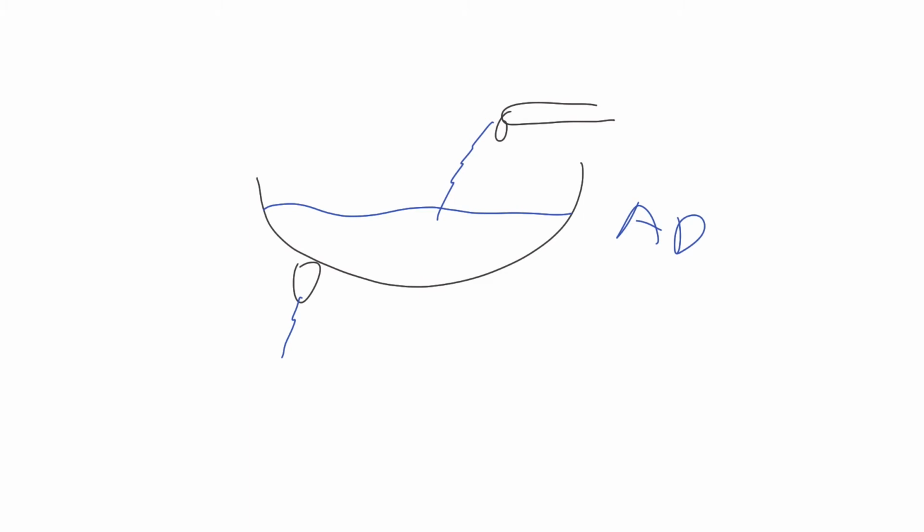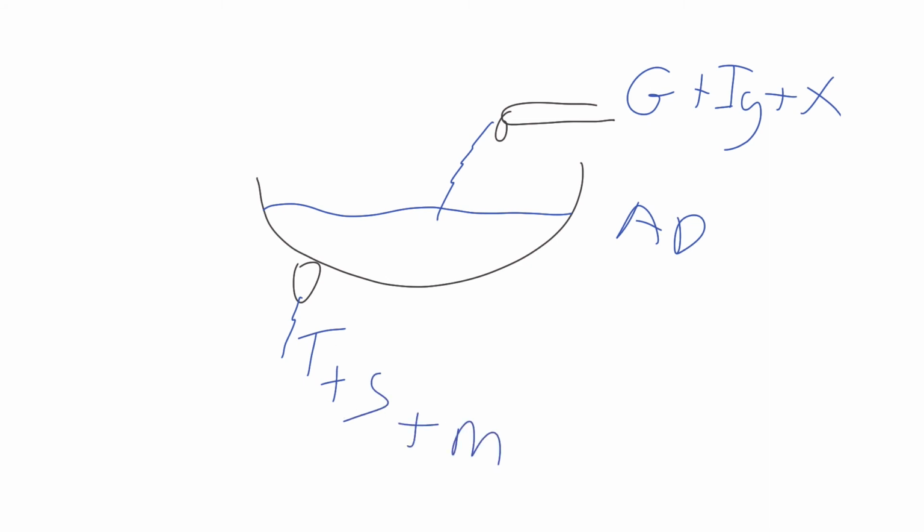Applying that to economics, the injections would be government spending, investment spending, and exports. An increase in any one of those would cause the water level to rise, and the aggregate demand curve to shift to the right. A decrease in any one of those would cause the level of water to fall and the aggregate demand curve to shift to the left. The leakages from this bathtub are taxes, savings, and imports.